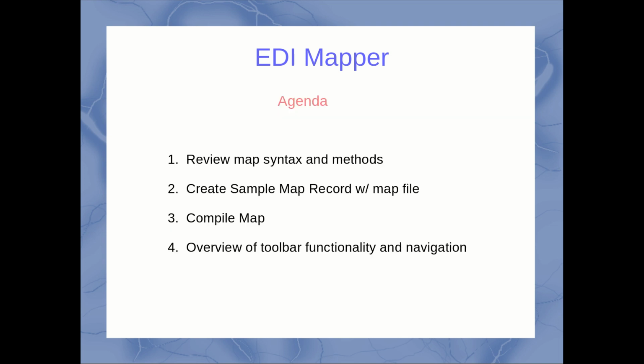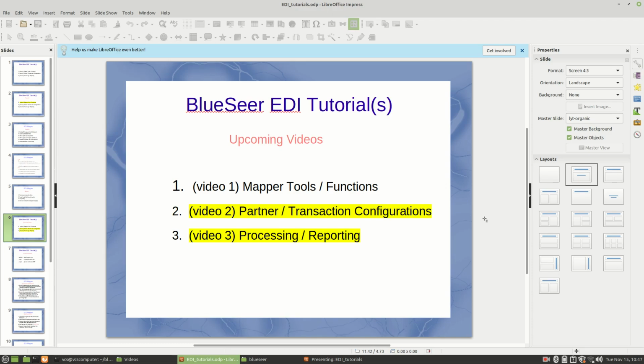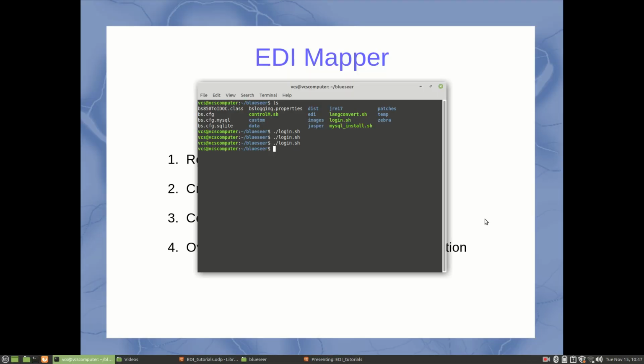Okay, what we're going to look at real quick today is the mapping syntax and methods that are used. We're going to walk through creation of a map record and its associated metadata and the map file itself. We're going to compile it, and then we're just basically going to look at an overview of all the navigation and the functionality of the toolbar and what the editor provides. So with that said, let's get to launching it. Now I'm launching this on a Linux Mint operating system, but the functionality is exactly the same on a Windows box.